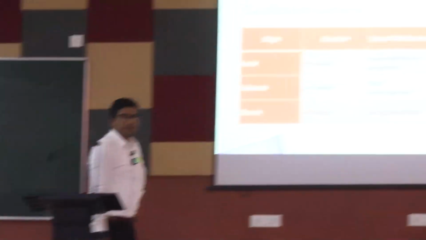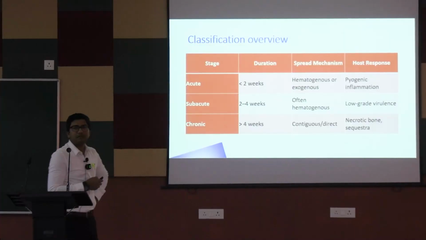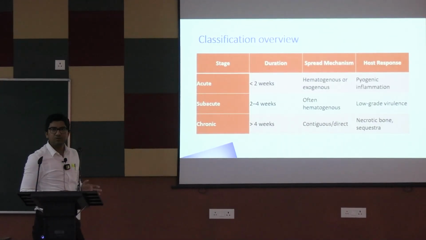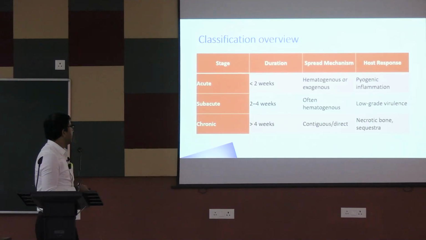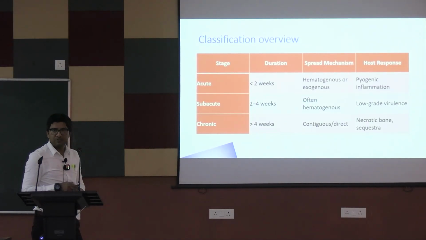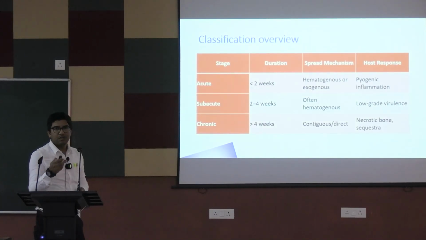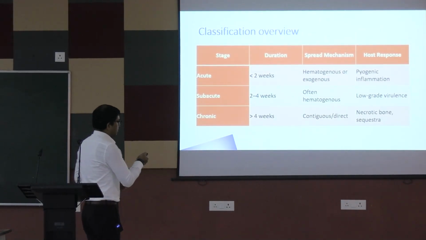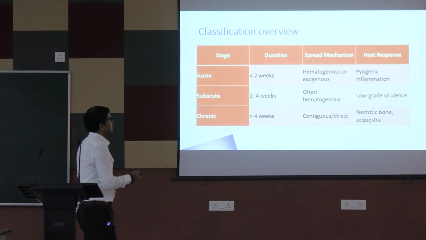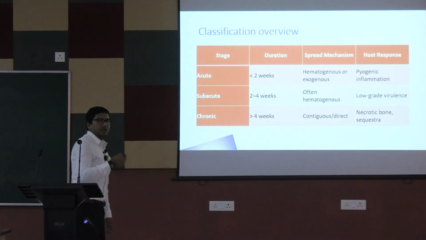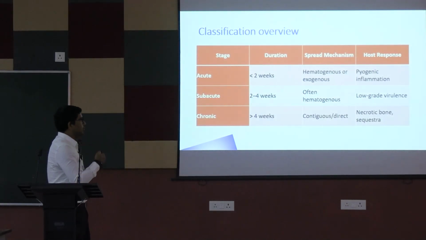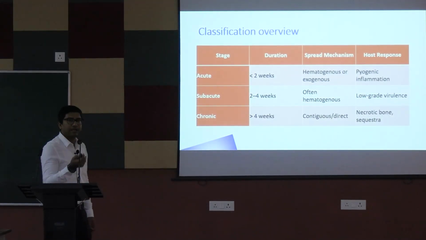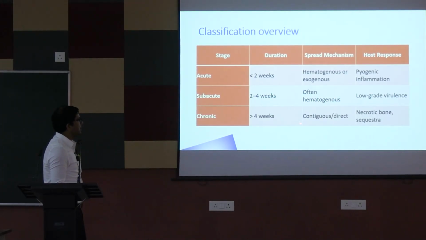So in brief, we can classify depending on the duration of symptoms. It could be acute if the symptoms are less than 2 weeks, subacute if symptoms are 2 to 4 weeks, or chronic osteomyelitis if the symptoms or signs, or the infection, are present for more than 4 weeks. Depending on the mechanism of spread, it could be hematogenous, or exogenous, that is, infection coming from the outside environment following trauma or open fractures, or it could be contiguous from a nearby source.